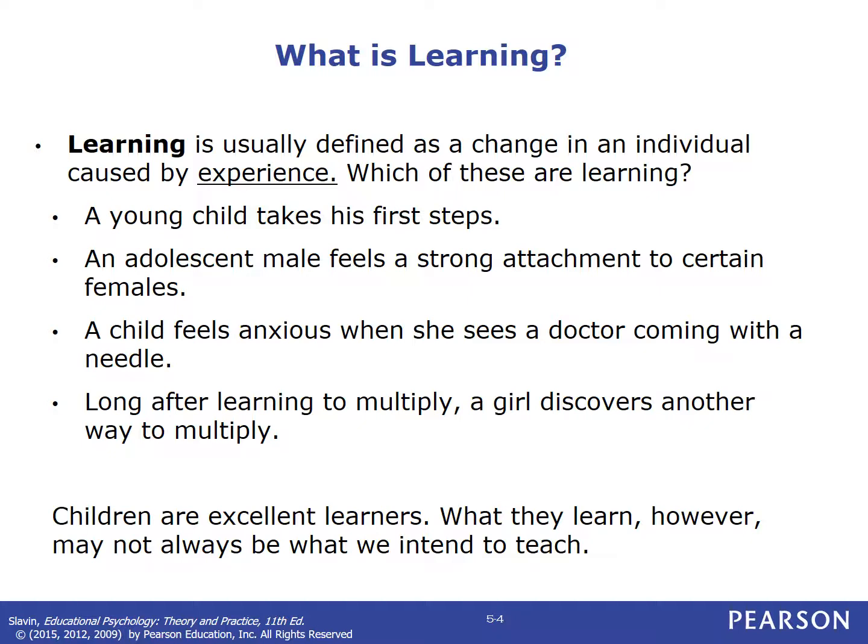A young child taking his first step, you might think they do that naturally, but really they learn through experience. First, they have to turn over as a baby, then they have to push up, and then crawl, and stand, and then they finally take those first steps. Because of that, that's learning. An adolescent male feeling a strong attachment to certain females, do they learn that, or is that an automatic response? I think most of us would argue it's nature, it's biology, it's an automatic response. We don't learn that the way we do walking.